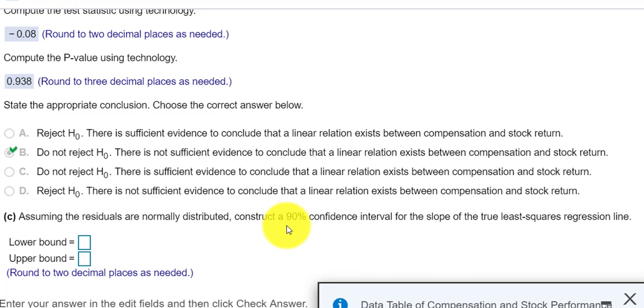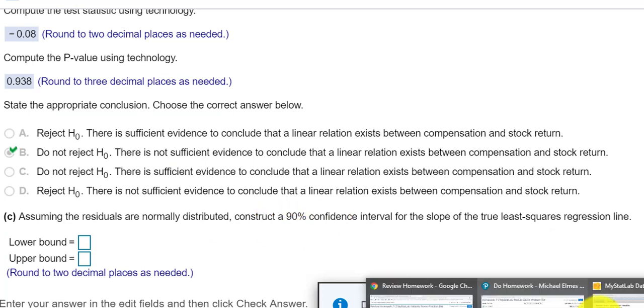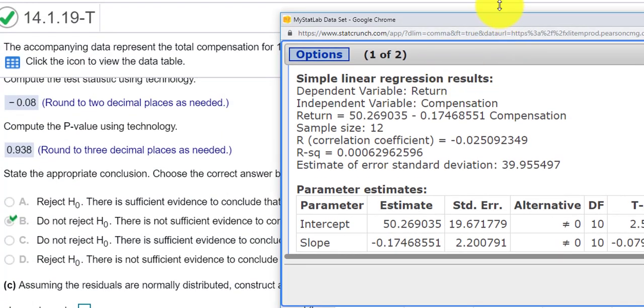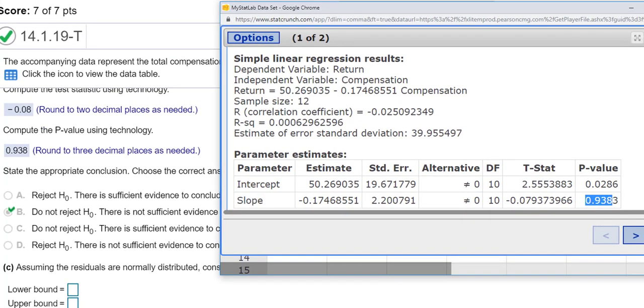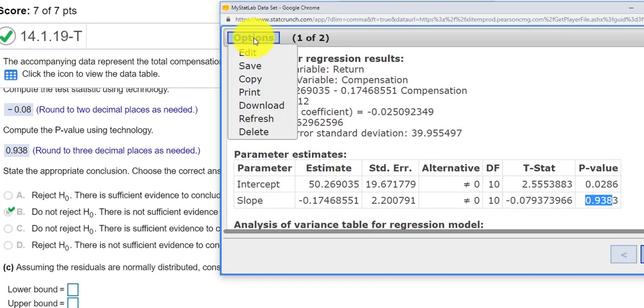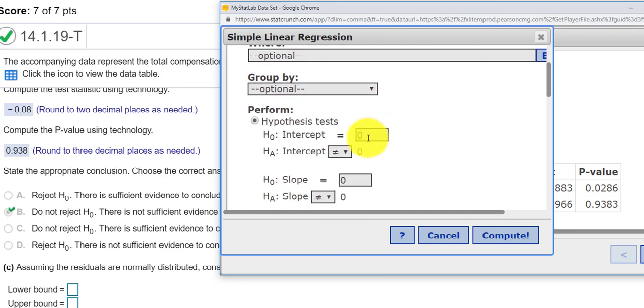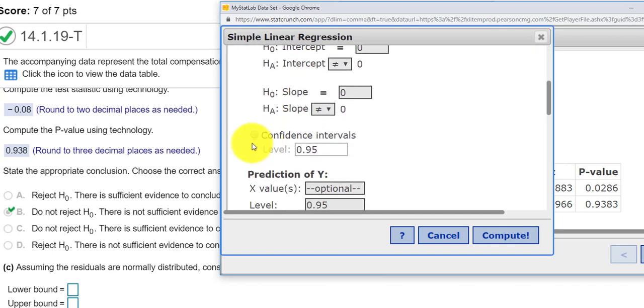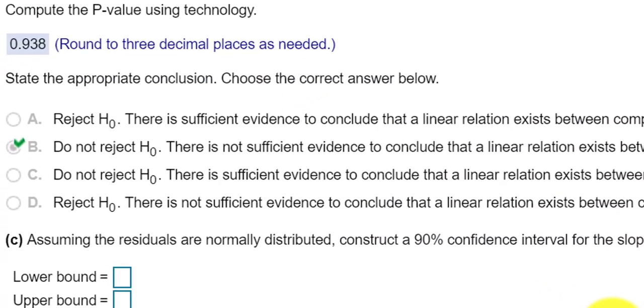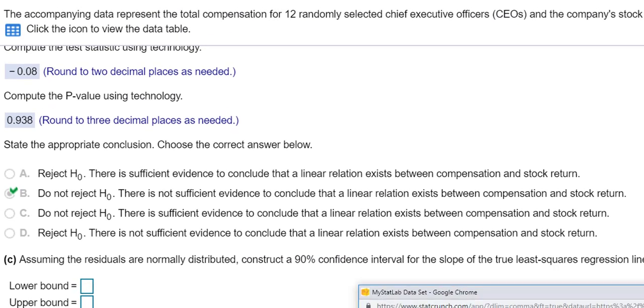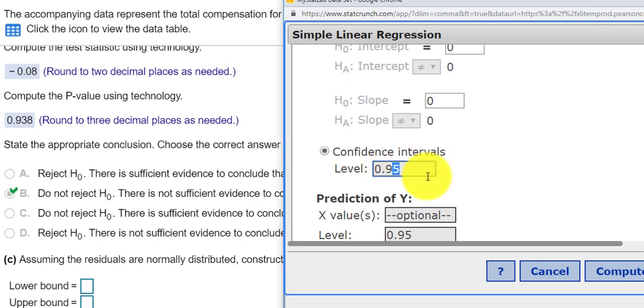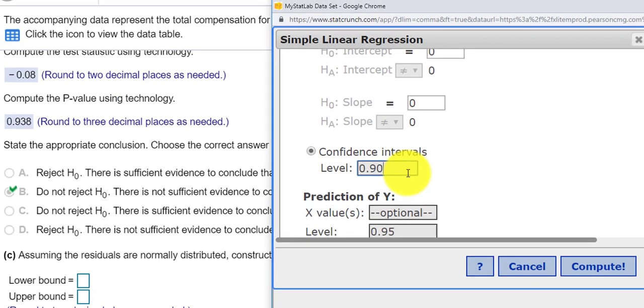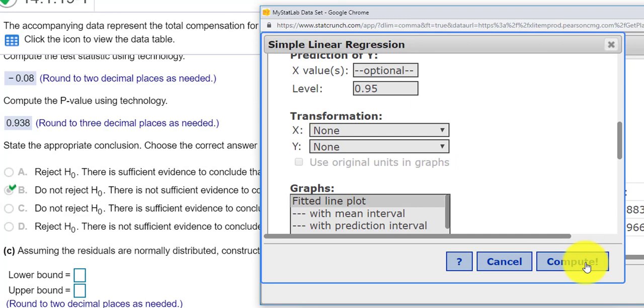Last piece. Okay, let's do the confidence interval. I go back to my window, and we can just make an edit here, right? If I put options, edit, and scroll down, instead of a hypothesis test, I click confidence interval. I forget what level they wanted to see. 90% confidence interval. So let's change that to 0.90. And I think that's it. I press compute.